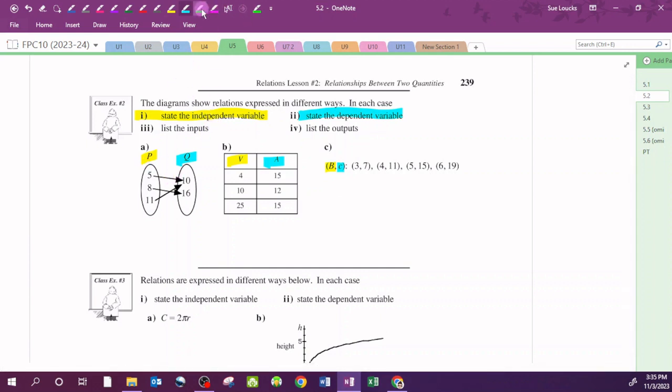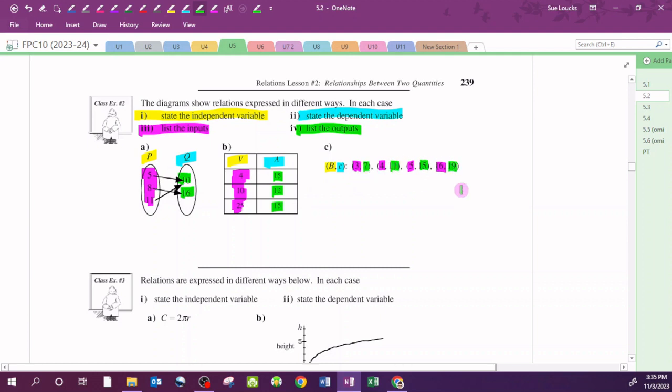The inputs, let's do those in pink. So the inputs, those are your independent variables, right? You can think about it as I'm putting these into my little black box machine. That's my inputs, and my outputs is what the machine is going to spit out, which is the Y value, the second variable, the dependent information.